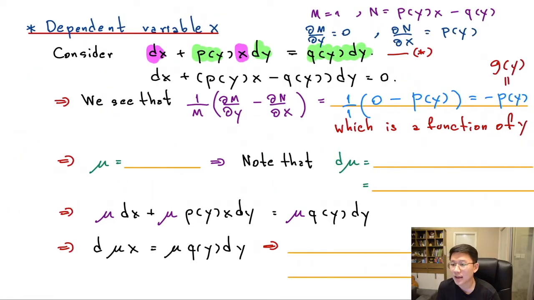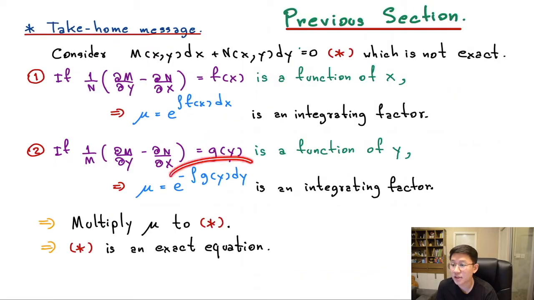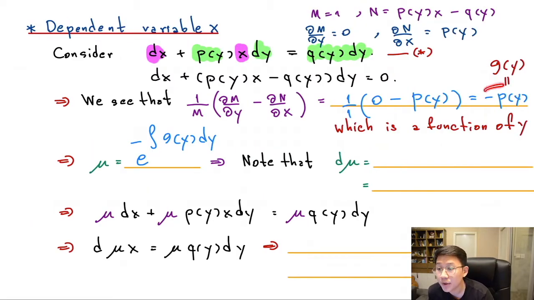And the integrating factor is a function of y, isn't it? So the integrating factor is e to the minus integral of g(y). If you don't remember, you go back and see here. It's the minus of the integral of g(y) dy. But g(y) is minus p(y). So here is e to the integral of minus of minus p(y) dy. So minus and minus cancel out. So we have μ is actually e to the integral of p(y) dy.